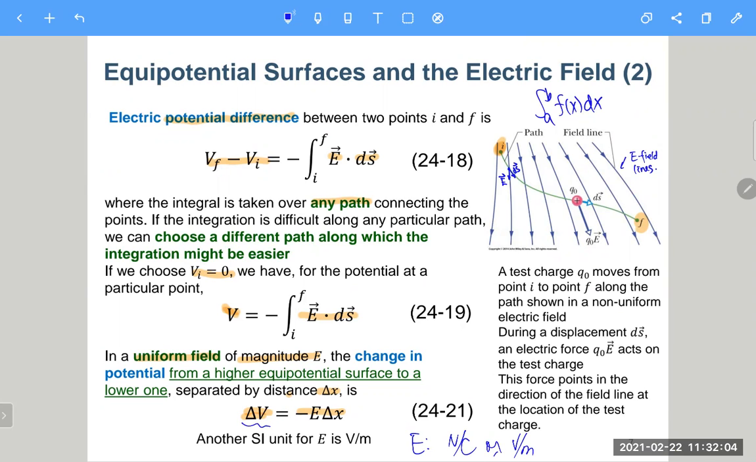Because this is V, this is the unit for E, this is meter. So V over M is the SI unit for the E field. So both are correct.